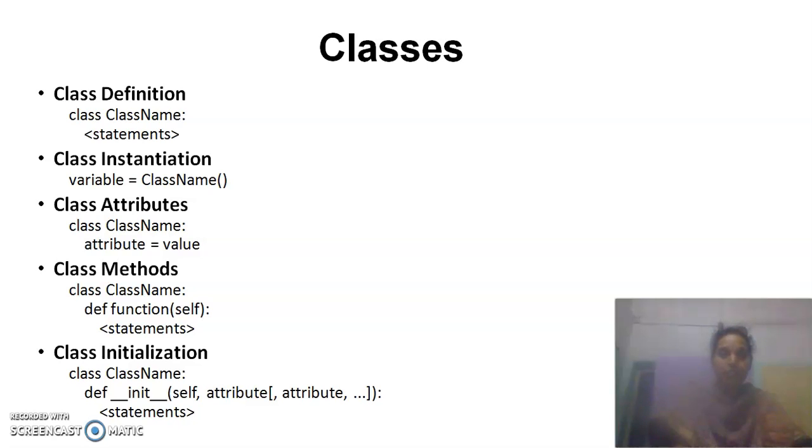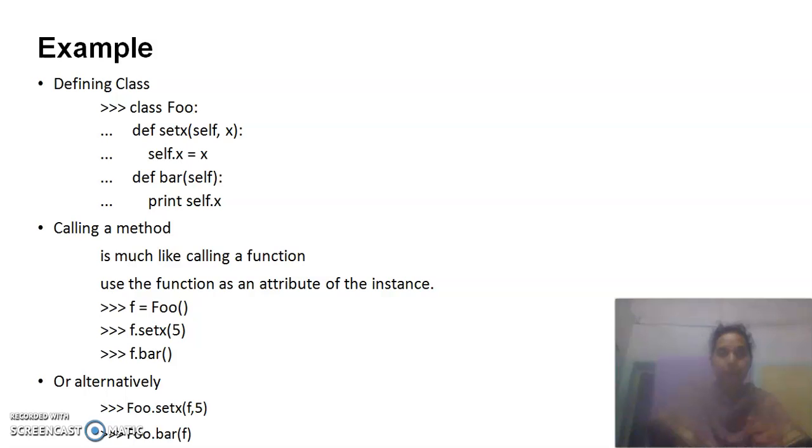To initialize a class, we should follow this syntax: declare def, then the init function. Within parentheses, we need to specify the set of arguments. The first argument should be self. The list of all the arguments or attributes is a collection, followed by the statements to be initialized.